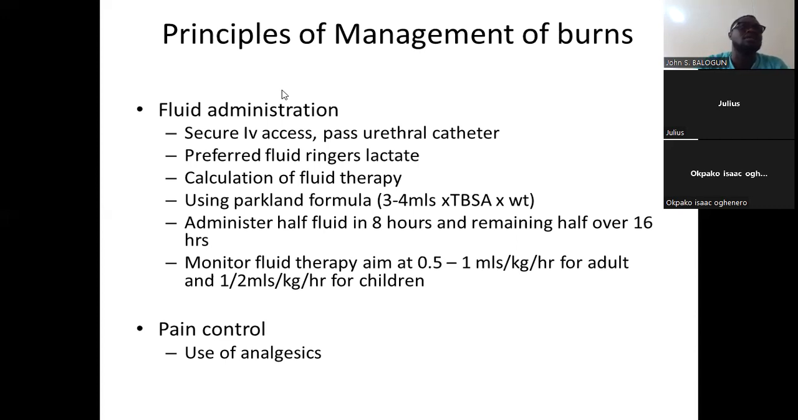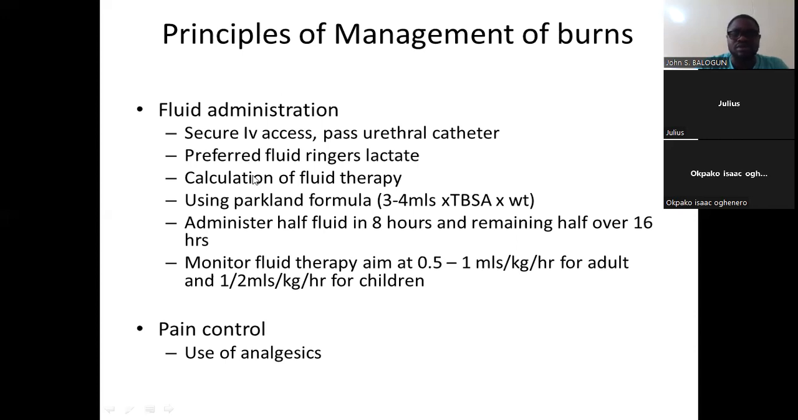So let's say you get 35 mils and the patient weighs 70 kg. That will be 35 over 70, and that will give you 0.5 mils per kg per hour. That means the patient is making adequate urine. Or the patient makes 70 mils, you divide 70 by the patient's weight, and you get 1 mil per kg per hour. Are we communicating? Yes, sir. Okay.